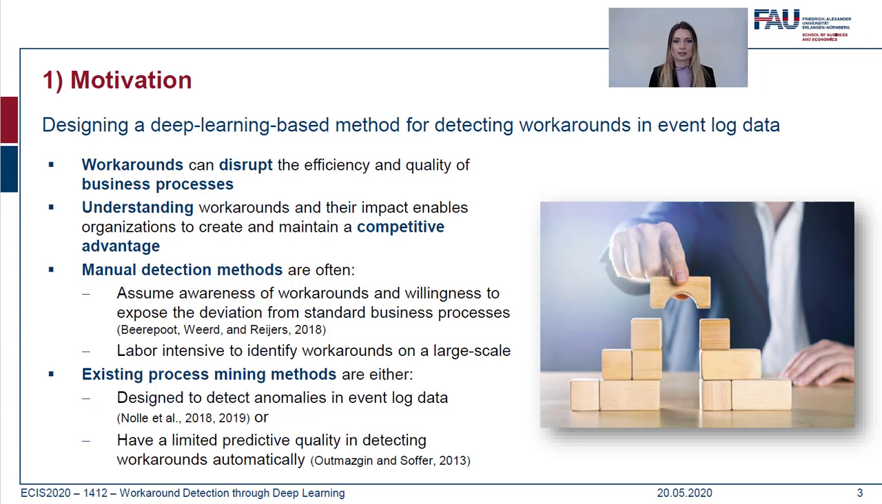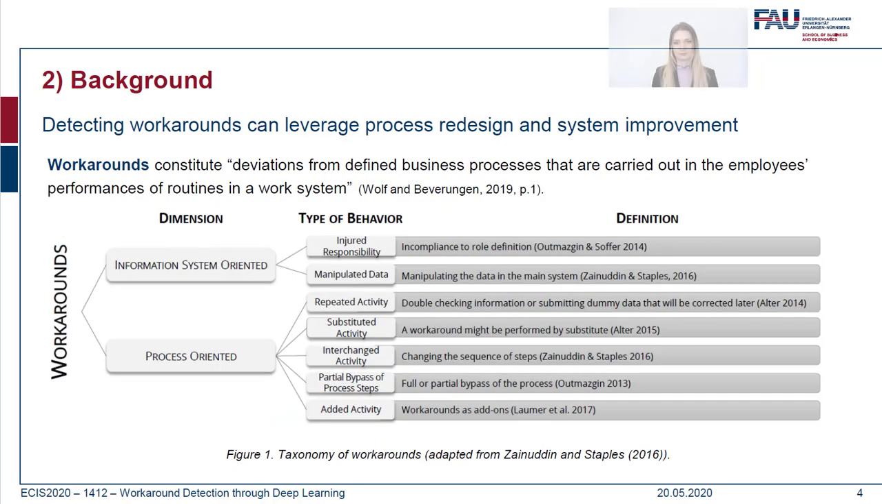On the other hand, there exist process mining methods in the BPM literature, but they are designed to detect anomalies in event log data, and they also have limited predictive quality in detecting workarounds automatically. Therefore, we set out to design a new method for detecting workarounds automatically, which is based on analyzing real-life event log data. We apply deep neural networks to detect workarounds in high-dimensional data through multi-representation learning.